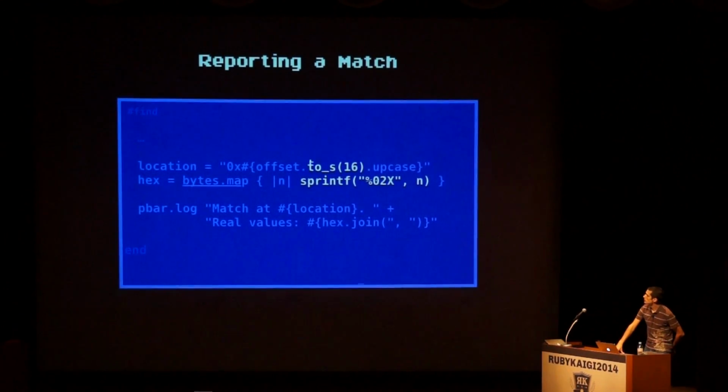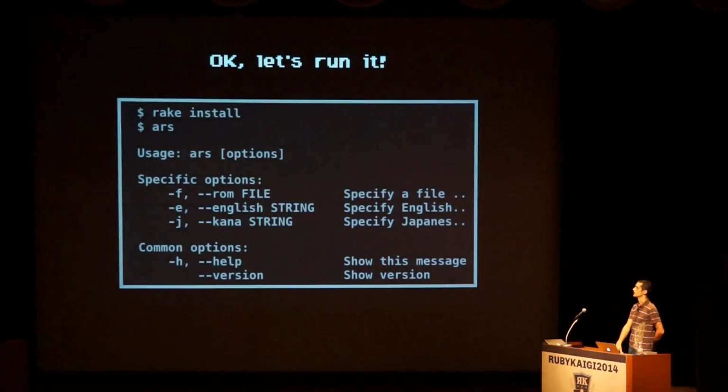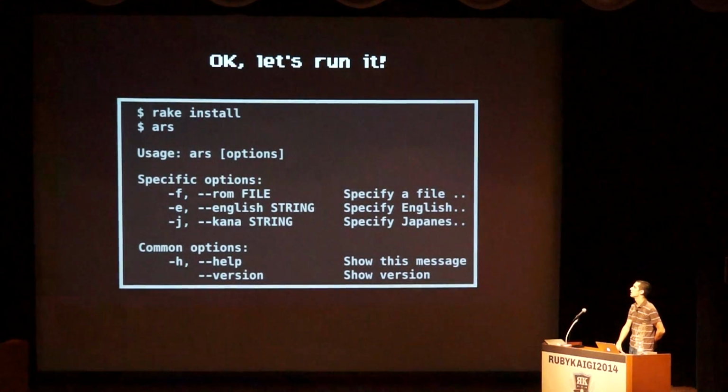So each of those bytes, we also want to just go ahead and print them out as hexadecimal so that the user on the command line knows what the values were. Not the imaginary values, but the concrete, like the actual values. And then we log that out using our progress bar gem. OK, so this is what it looks like. We do a rake install, ARS. It gives us the usage.